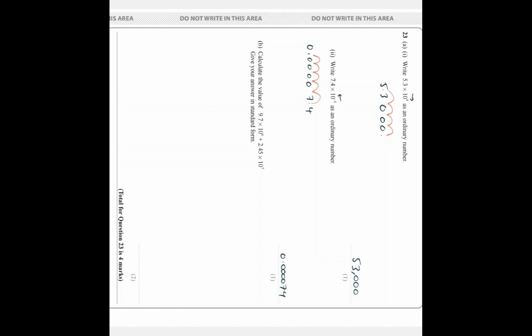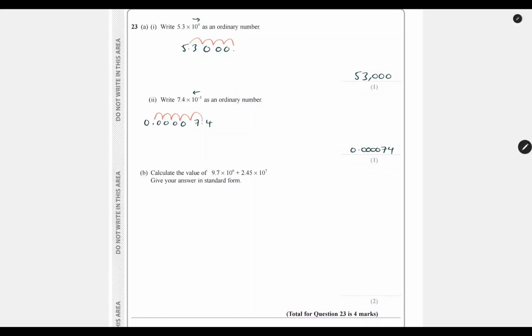Part B says calculate the value of 9.7 times 10 to the power of 6 plus 2.45 times 10 to the power of 7. Give your answer in standard form. And so if we put that into our calculator, we'll get 34,200,000. Now the question is asking us to put our answer into standard form, and so we need to make sure that the first number is a non-zero number. In our case, it's going to be 3. So we move our decimal place to the left. 1, 2, 3, 4, 5, 6, 7. And so our answer is going to be 3.42 times 10 to the power of 7.